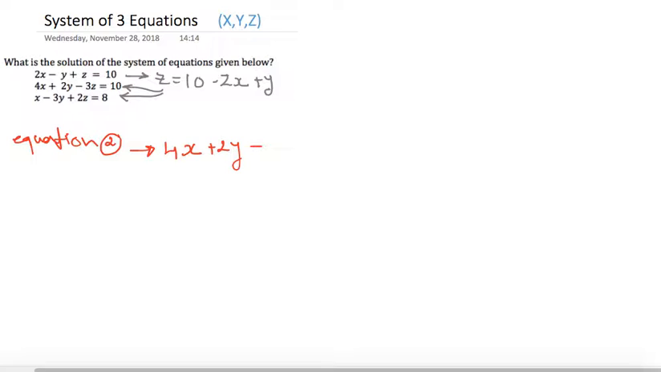So it's going to look something like this. Minus 3 times 10 is minus 30. Minus 3 times minus 2 is plus 6x. And then I have minus 3y. All of this must be equal to 10. That's equation 2. All right, so simplifying this will give me minus 3x minus y equals minus 12.